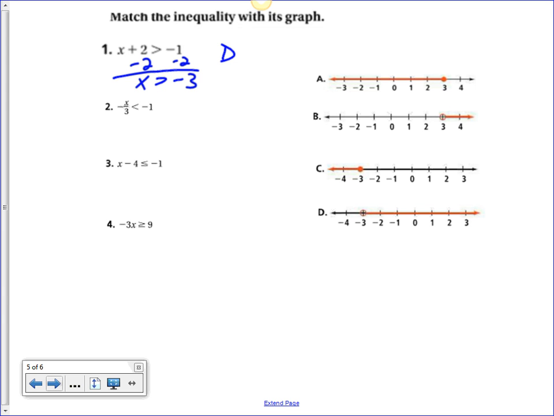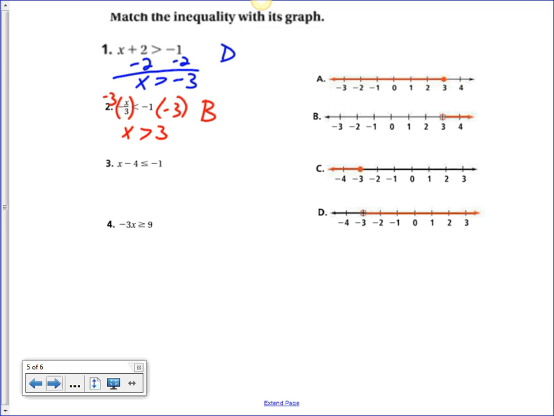Okay. Number 2, it says a negative x over 3 is less than a negative 1. So for this one, I would multiply both sides by a negative 3. And on the left-hand side, I get an x. On the right-hand side, I get a positive 3. Since I multiply both sides by a negative, I would have to switch my inequality. So I should have x is greater than 3. So greater than 3, we should have an open circle at 3, arrow to the right. So that would be letter B.